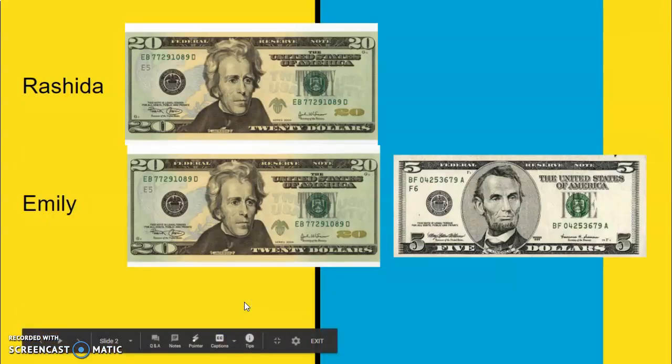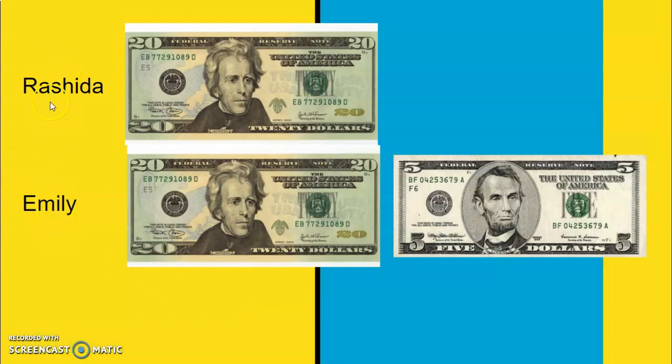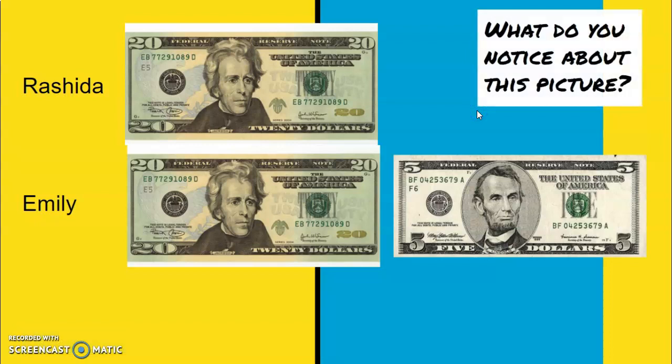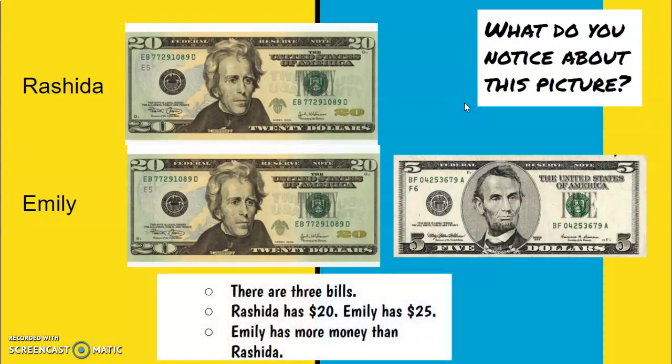So here I have two girls. Rashida has $20 and Emily has a $20 bill and a $5 bill. What do you notice about the picture? If you want to write them down or just say them in your head, either is fine. So there are three bills. Rashida has $20 and Emily has $25. Emily has more money than Rashida.